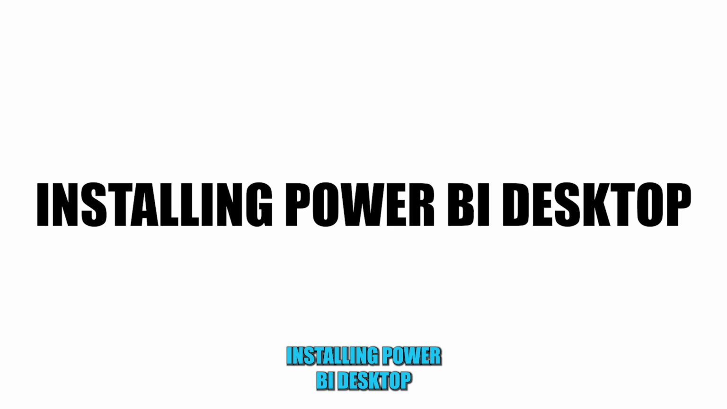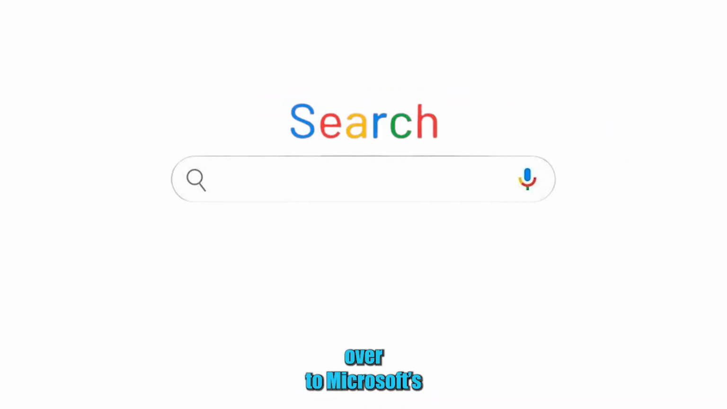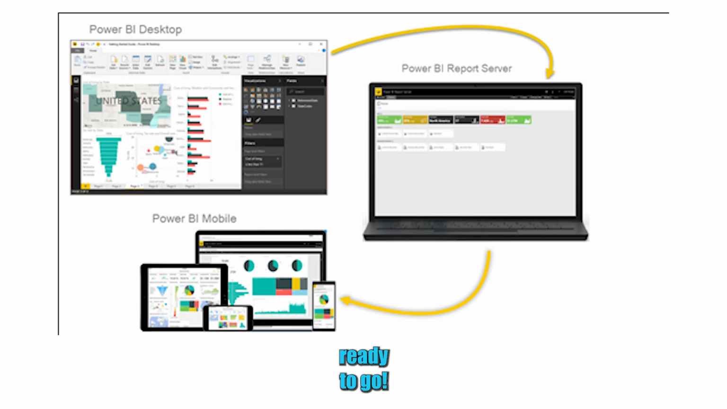Installing Power BI Desktop. To get started, you'll need to download and install Power BI Desktop, which is completely free. Head over to Microsoft's official website, download the installer, and follow the simple installation steps. Once it is installed, open it up and you are ready to go.